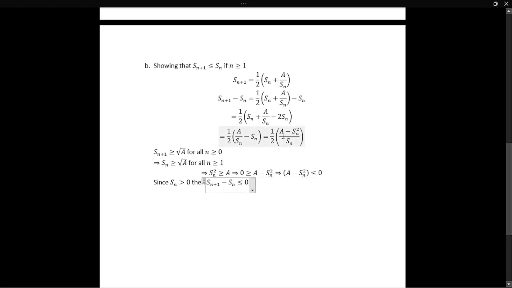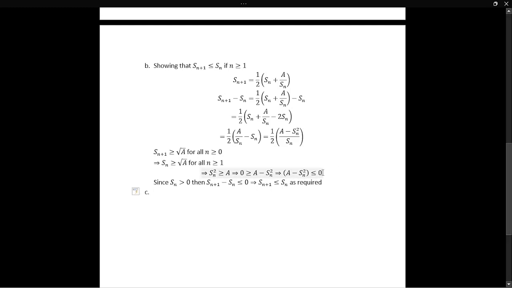Why? I've just explained. The numerator is less than or equal to 0 and the denominator cannot be 0. So whenever you take positive and you divide with negative, it gives you negative. And since the numerator could be 0, that's why we are specifying that it's less than or equal to 0. So if we add s of n on both sides, we just get s of n plus 1 less than or equal to s of n as required. So that's what we require to show.